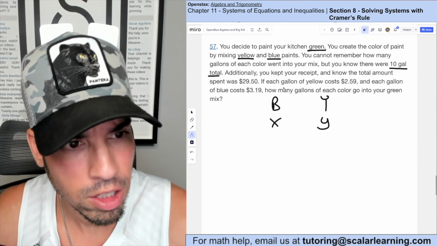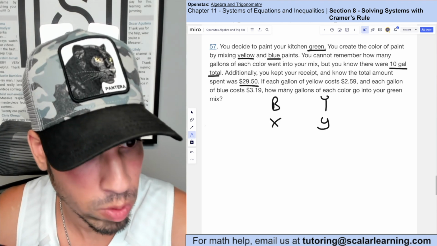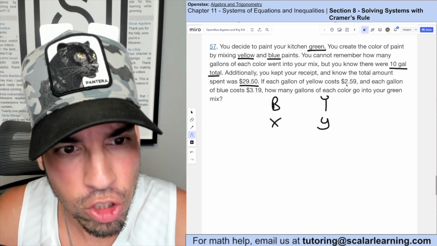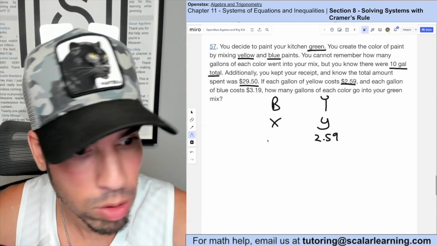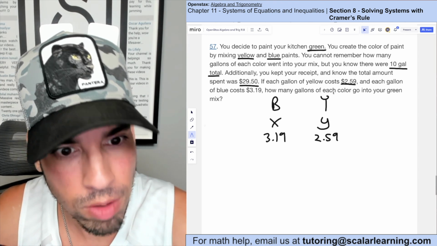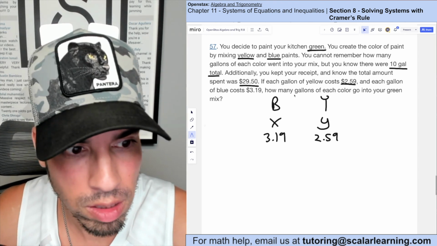And then it says, additionally, you kept your receipt and know the total amount spent was $29.50. And then we know that each gallon of yellow costs $2.59. Let's put that here. Each gallon of blue costs $3.19. Let's put that here. All right, and X and Y are representing the number of gallons.